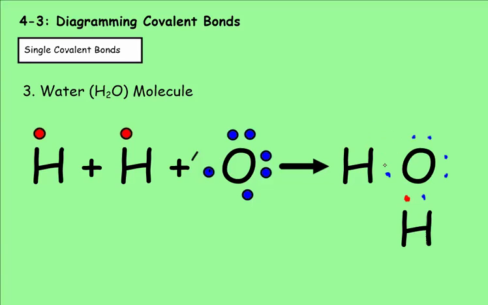Now we can erase these and show that they are bonds by drawing a big line. And that's how you show a water molecule. The 4 valence electrons for the oxygen, and then the 4 more that are being shared over here.